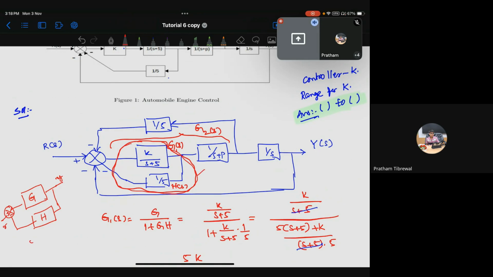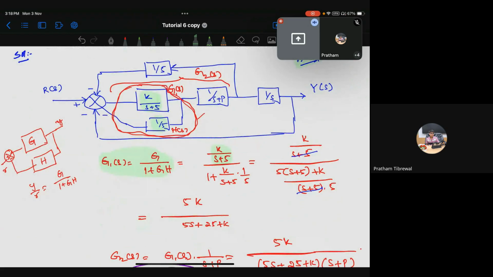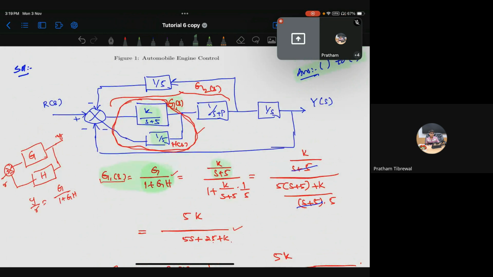So what is the transfer function? Y by R is G by 1 plus GH, correct? What is G here? K by s plus 1. What is H? 1 by 5. Once you substitute this G and H into this expression, you get G1 as the transfer function 5K by 5s plus 25 plus K. Is this clear? Any doubt in this G1 calculation?